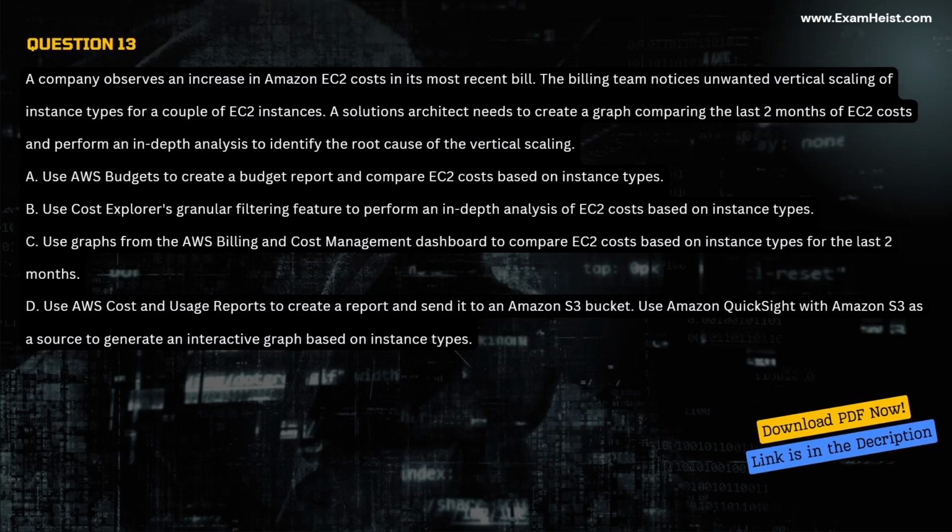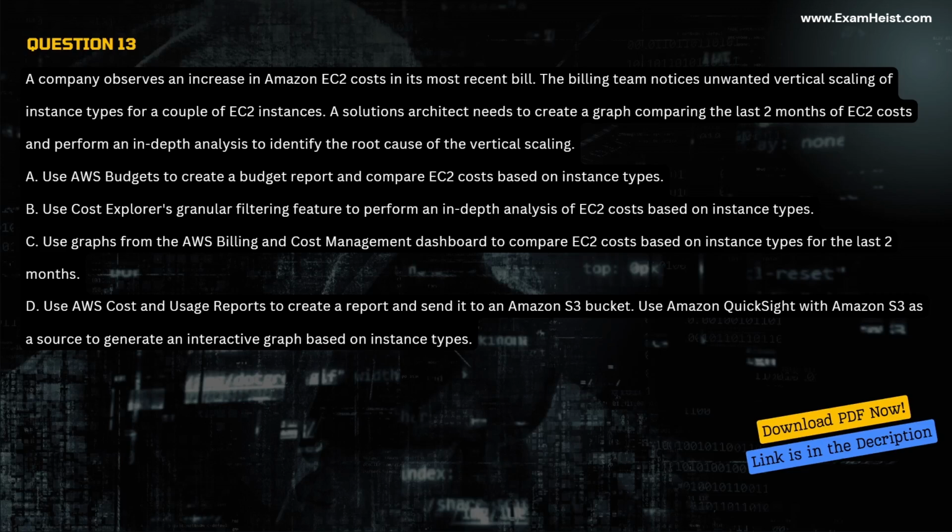Question 13. A company observes an increase in Amazon EC2 costs in its most recent bill. The billing team notices unwanted vertical scaling of instance types for a couple of EC2 instances. A solutions architect needs to create a graph comparing the last 2 months of EC2 costs and perform an in-depth analysis to identify the root cause of the vertical scaling.